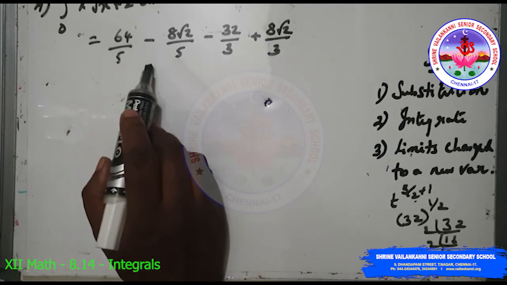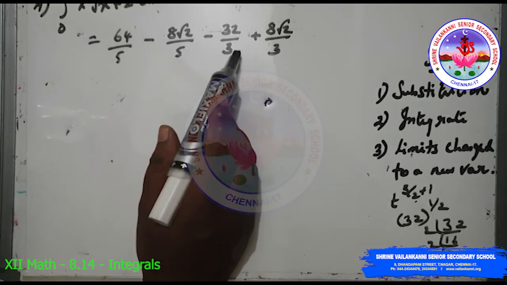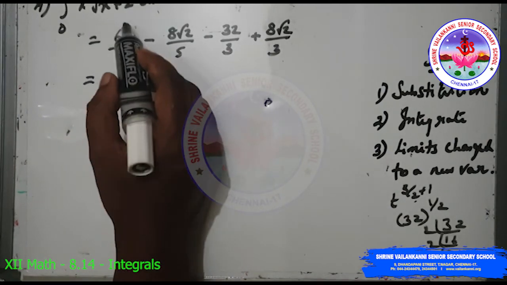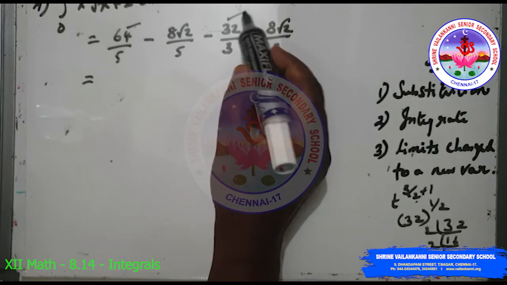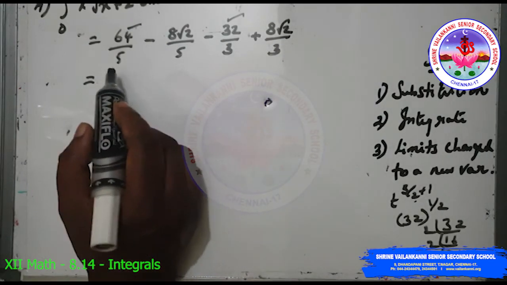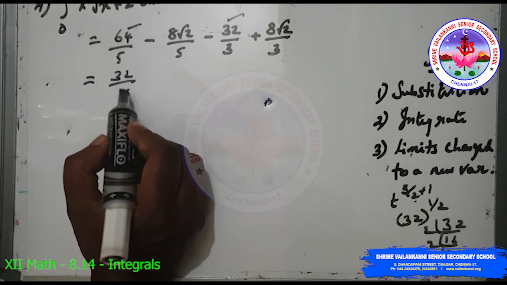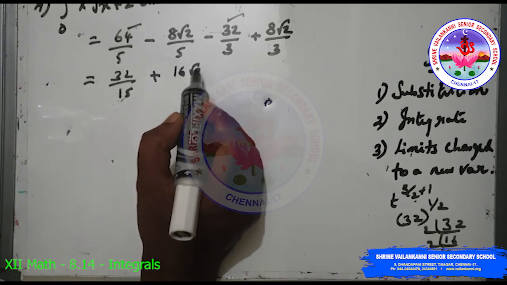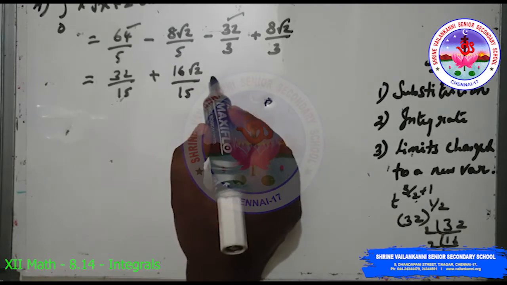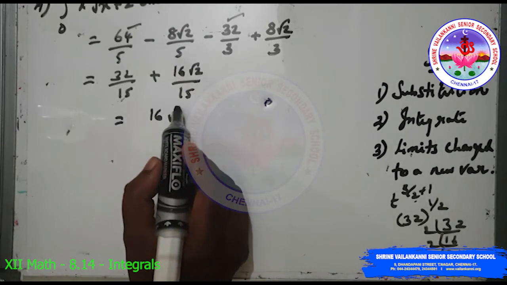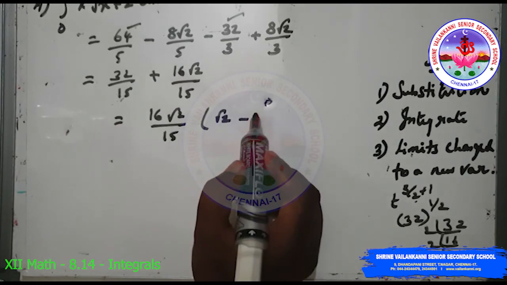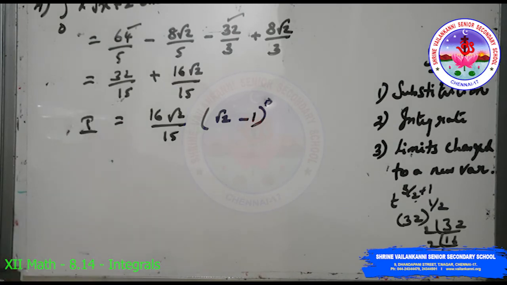So which is equal to 64 by 5 minus 8 root 2 by 5 minus 32 by 3 plus 8 root 2 by 3. Combining these two we get 32 by 15 plus 16 root 2 by 15, which is equal to 16 root 2 by 15. Taking common, we get root 2 minus 1. So I equal to 16 root 2 by 15 into root 2 minus 1.